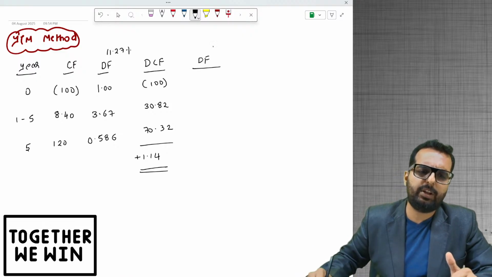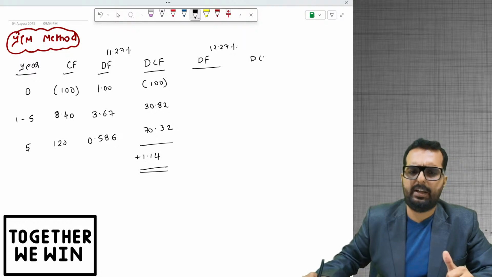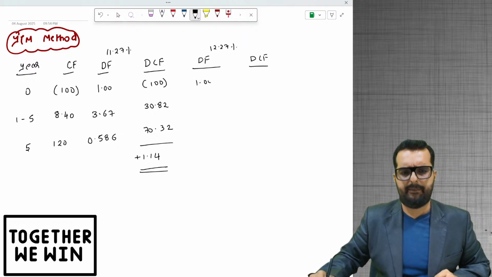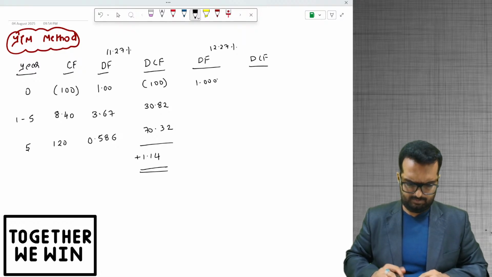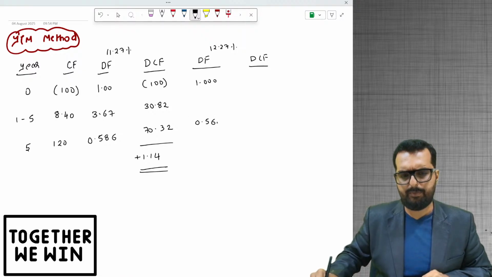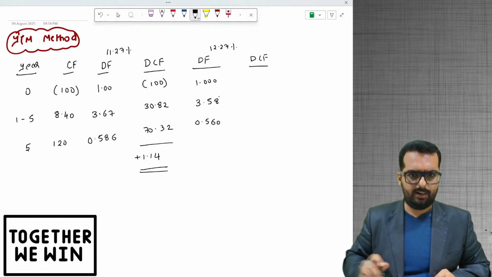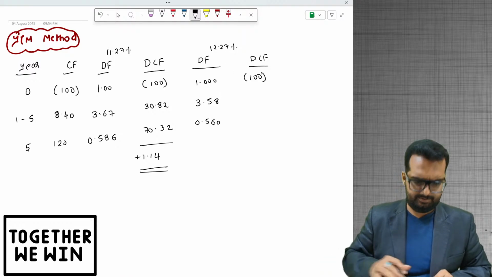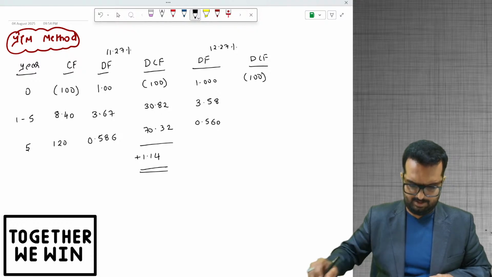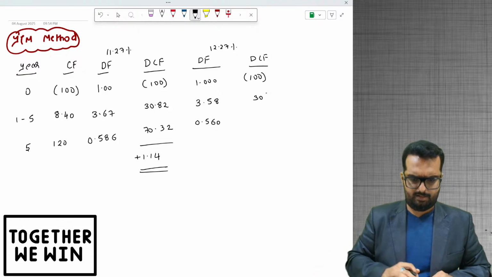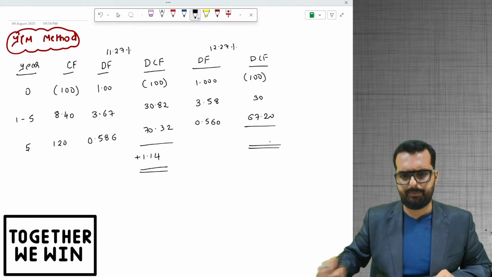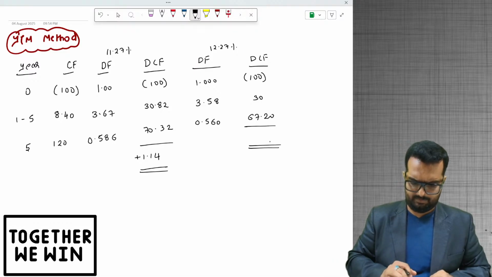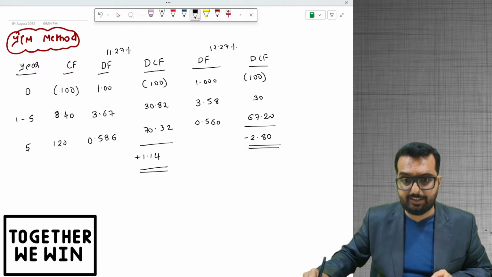Now I will use a discounting factor of 12.27%. Just a 1% gap. 0.560, 3.58. Here you will get the answer as 100, 30, 67.2. Do I get the NPV as minus 2.8 now?